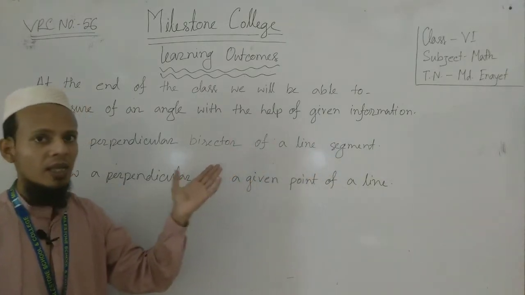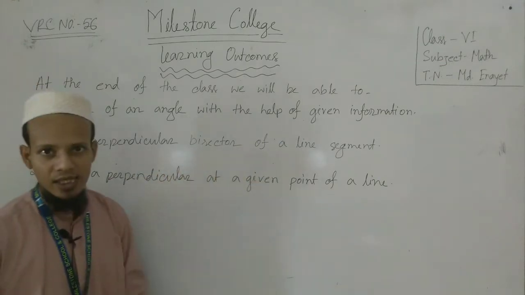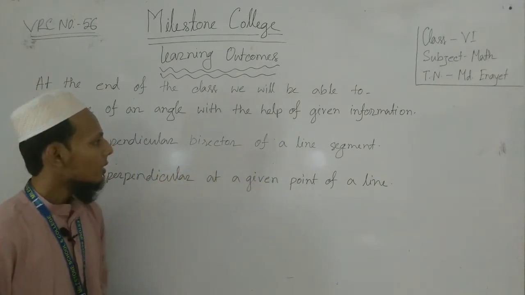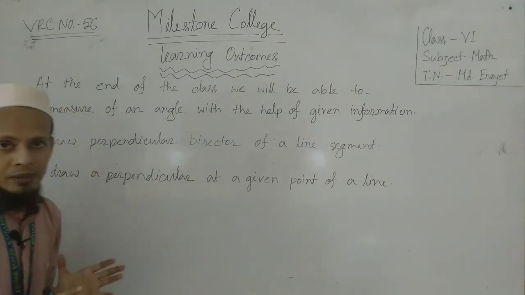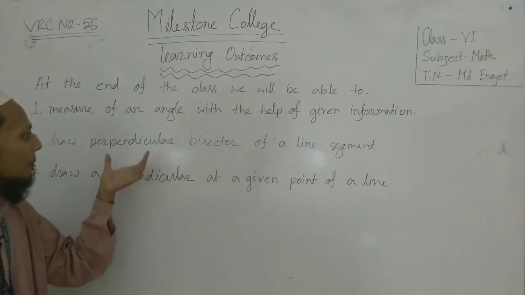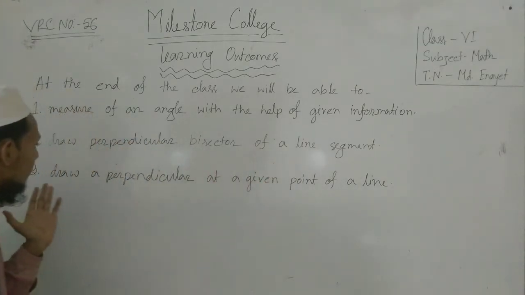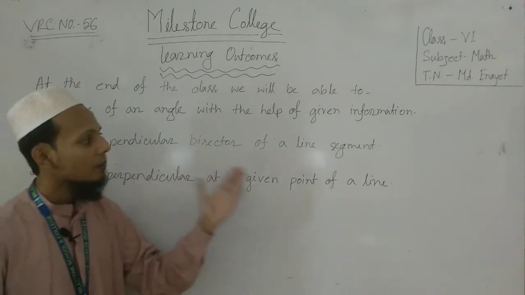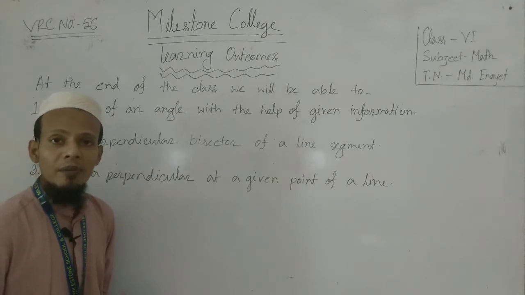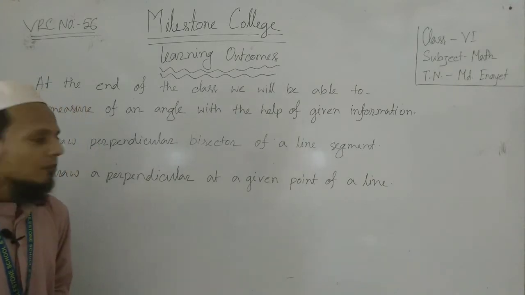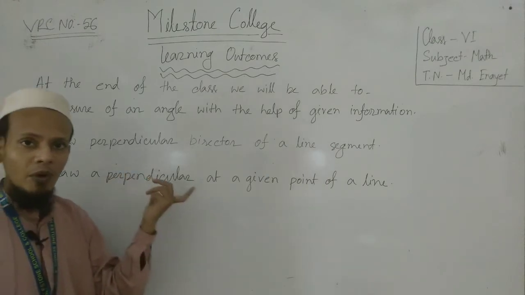This is the first thing, and we will be able to draw a perpendicular bisector of a line segment. So we are going to solve question number 14 from exercise 7. So there we will learn how to draw a perpendicular bisector of a line segment, and at last we will be able to draw a perpendicular at a given point of a line. So we will solve problem number 15 from exercise 7 also. On that problem we will learn how to draw a perpendicular at a point of a line.